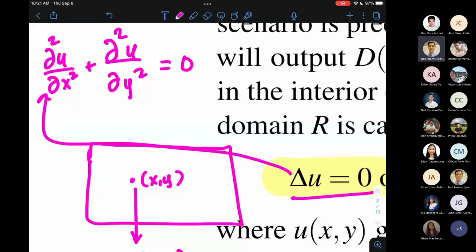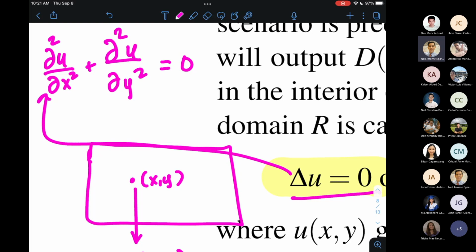Okay, right. So kung 3-dimensional yan, edi meron ka pang plus second partial ni u with respect to z. Alright? So ito lang yung equation na nagsasabi paano nagfo-flow yung heat. Alright? So the forward problem in this particular scenario, ang governing law natin ay yung Laplace equation. Yung delta u, Laplacian ni u ay equal kay 0.